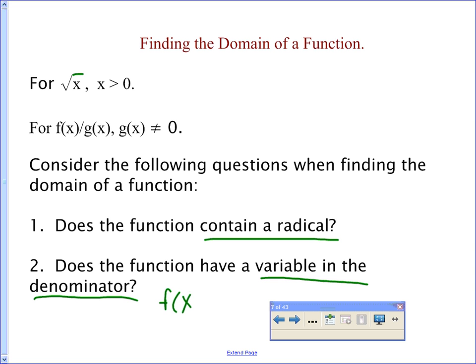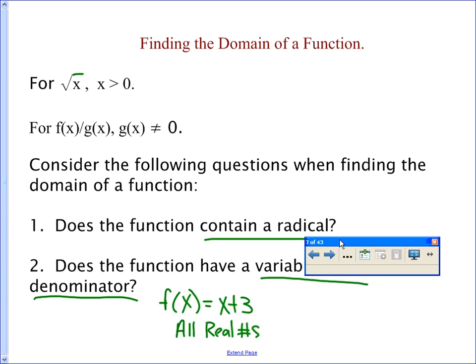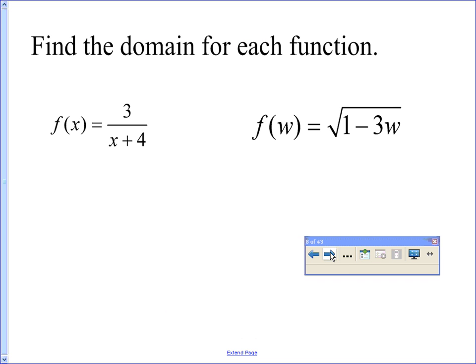So let's say, for example, I have f of x is equal to x plus 3. And I say, what's the domain of this? You ask, does it contain a radical? No, it doesn't. Does it contain a variable in the denominator? No, it does not. So the domain of this is all real numbers. When it does contain a radical or a variable in the denominator, then we have to look at some other things to find its domain.